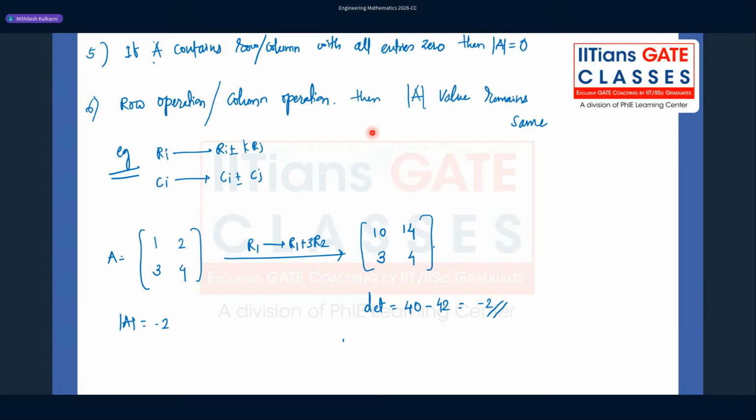Let's take this example. 1, 2, 3, 4. Determinant is -2. If I perform a row operation, R1 is equal to 3 times R1 plus 3 times R2, so 10, 14, 3, 4. This is the new matrix I am getting after performing the row operation. Now I calculate the determinant: it is -2. So even after performing the row operation, the determinant is not changing.